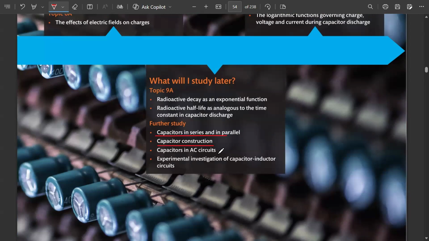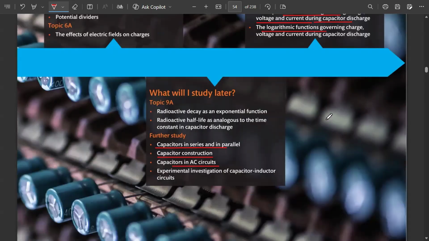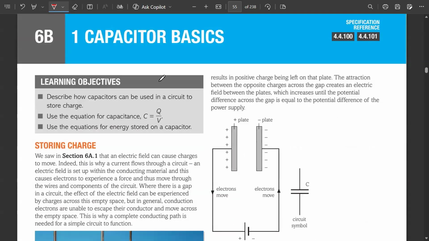How is it constructed? How is it used in AC circuits? Other than that, what's the role of capacitors? How do they charge and discharge? Very important, क्योंकि capacitors आप समझो एक छोटा सा backup type देते हैं as well. What is time constant? How do capacitors relate to voltage, current and charge, and the different logarithmic functions in order to find the time constant as well.